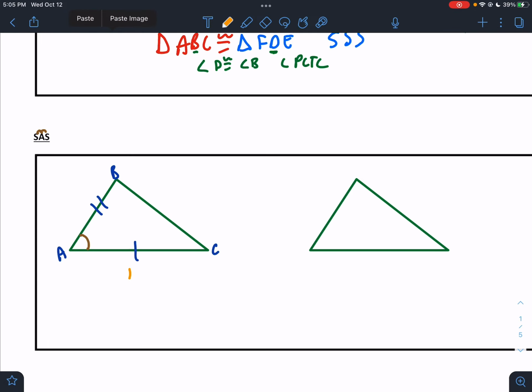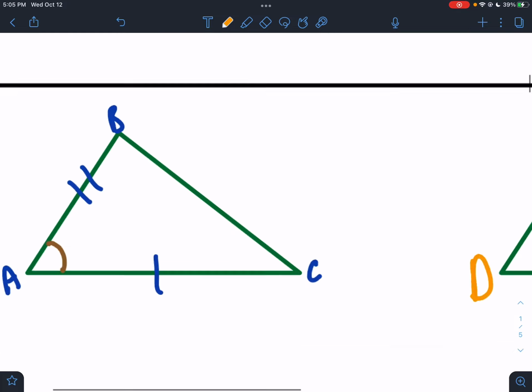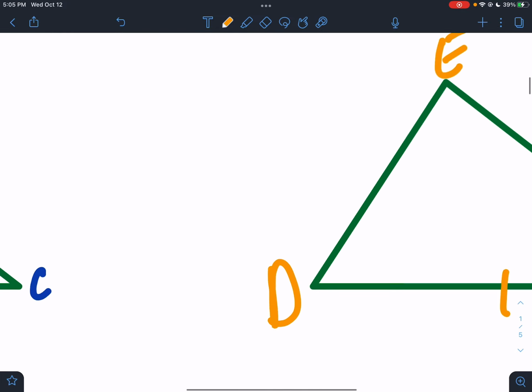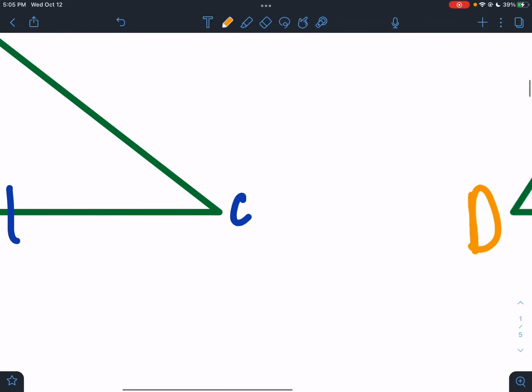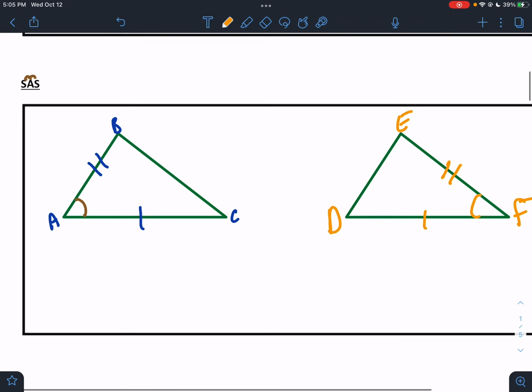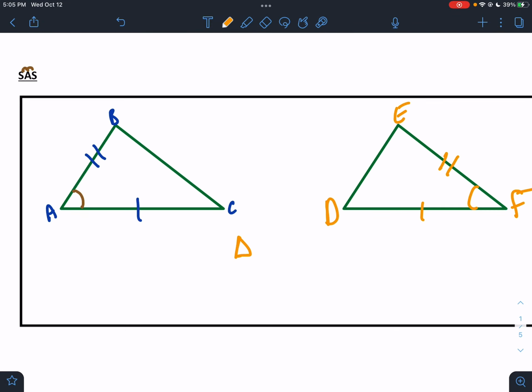So over here, let's mark this side up a little bit. Let's say we know, let's change it up. Let's say it's over here, over here, over here. We'll call this one DEF. Let's practice naming it. So is that two sides and the included angle? Is that the same two sides and the same included angle? Yes, they're marked the same way, so they got to be congruent. So we know that triangle ABC is congruent.